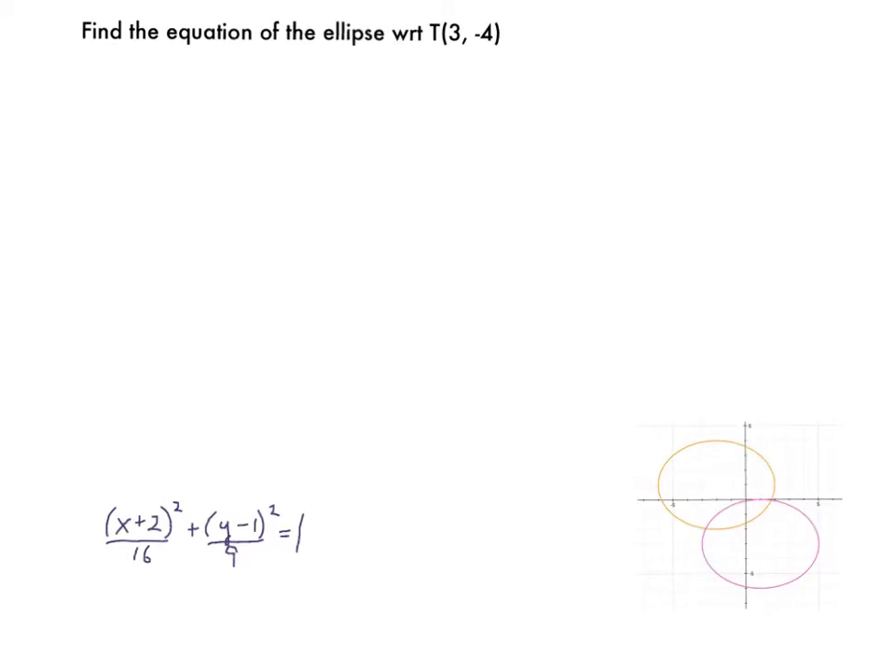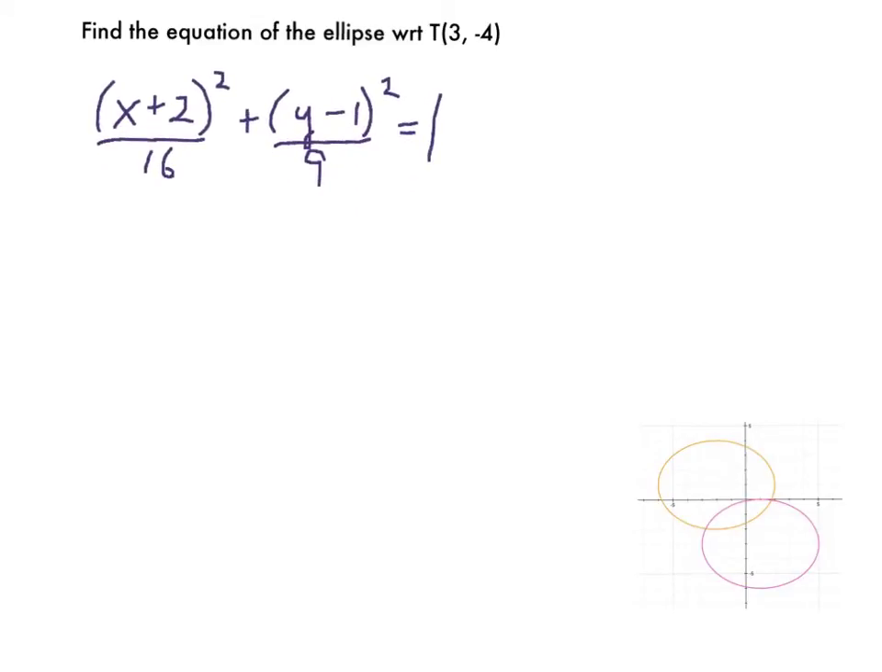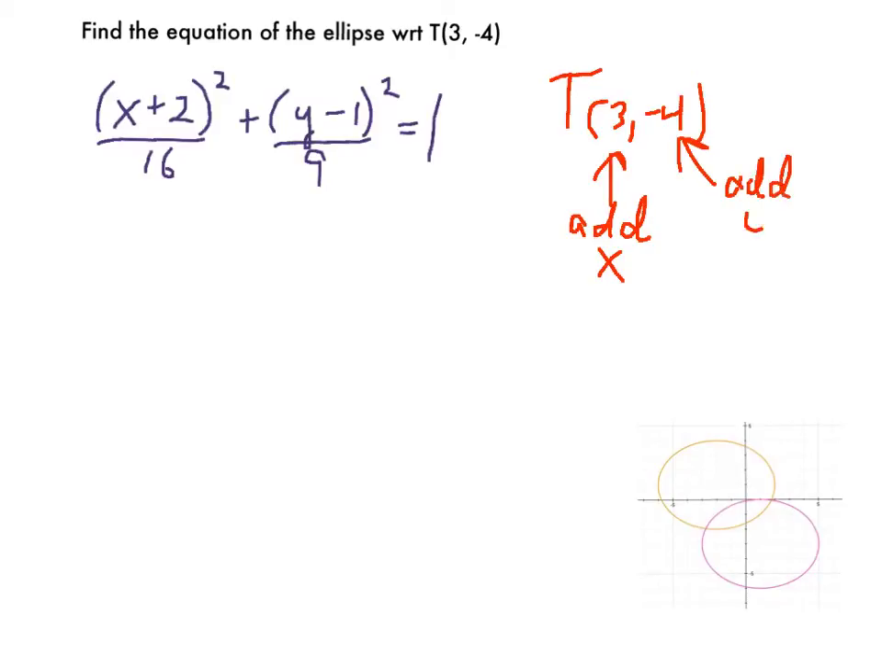Let's translate this ellipse. Okay. We're going to apply a translation of 3 comma negative 4. What that means, well, first off, let me rewrite it correctly. That 3 negative 4 should be a subscript. The number in front is what we're adding to the x value, and this is what we're adding to the y value. Okay, so we're obviously subtracting from the y value.